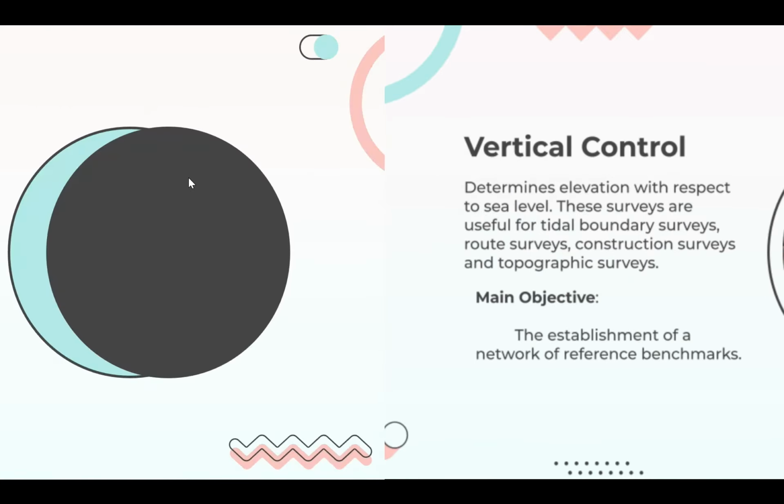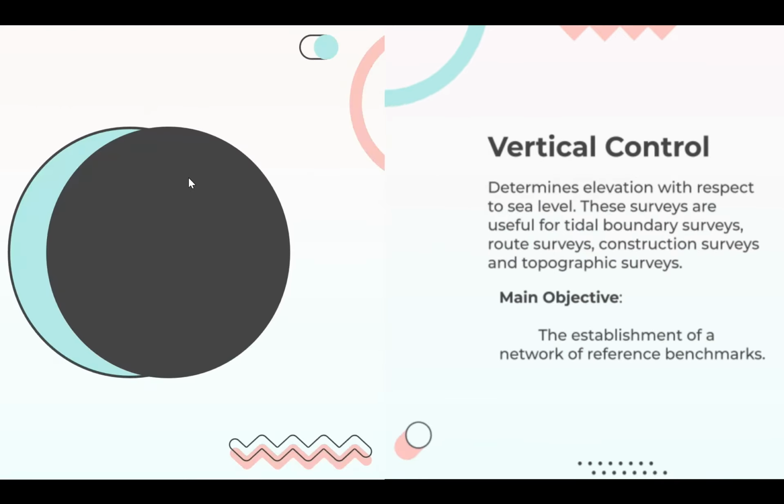Next is the vertical control. A vertical control survey determines elevation with respect to sea level. These surveys are also used as a benchmark upon which other surveys are based and a high degree of accuracy is required. These surveys can be done alone, but are often done in conjunction with a horizontal control survey. In vertical control surveys, the main objective is the establishment of a network of reference benchmarks.